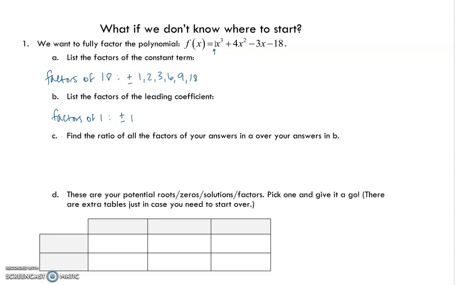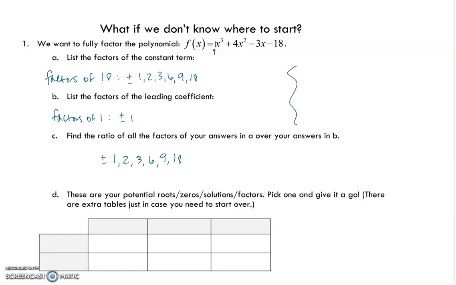So find the ratio, all the factors of your answer in A over your answers in B. So what that means is I'm going to take my factors of 18 over all of my factors of 1. Now, again, 1 is just 1. So I'm going to say 1 over 1, so plus and minus 1. 2 over 1 is 2. 3 over 1 is 3. 6 over 1 is 6. 9 over 1 is 9. 18 over 1 is 18.